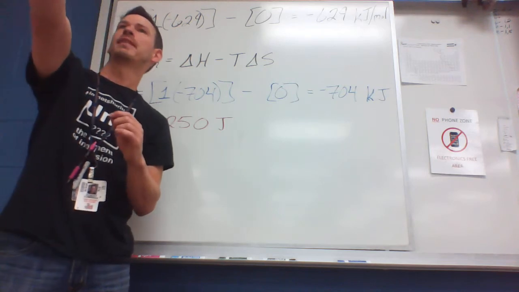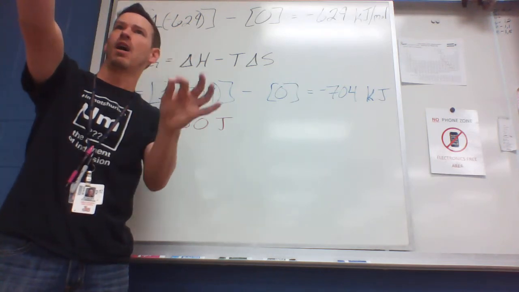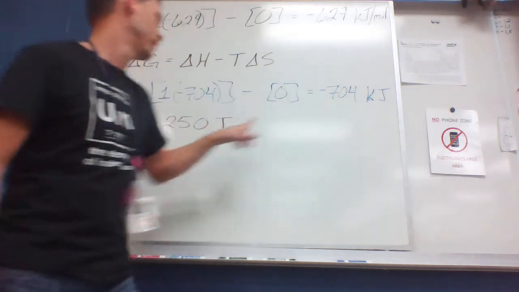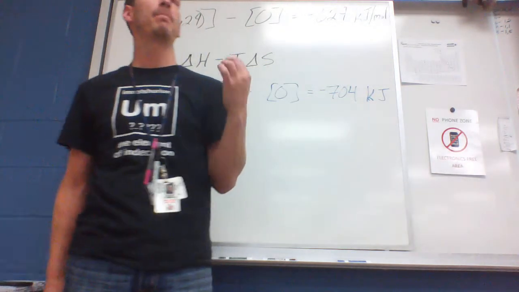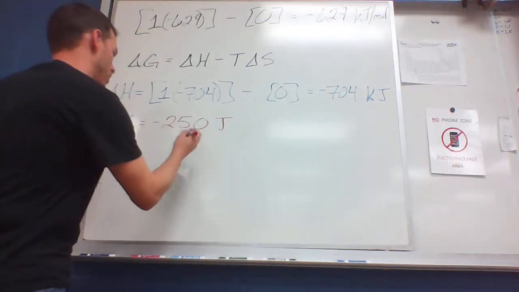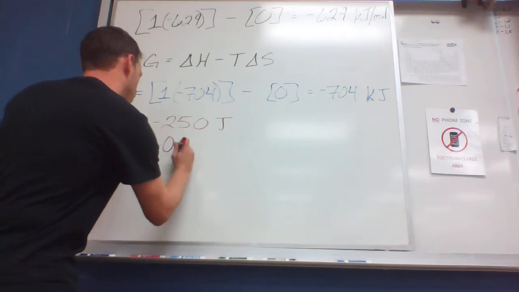We don't have to change the sign. That's only for finding the entropy of the surroundings. That's not happening here. What is happening though is that joules and kilojoules are different. That's always going to happen in these problems. Don't miss it. So negative 70,400, so I'm going to change this to kilojoules, and it's going to become negative 0.250.